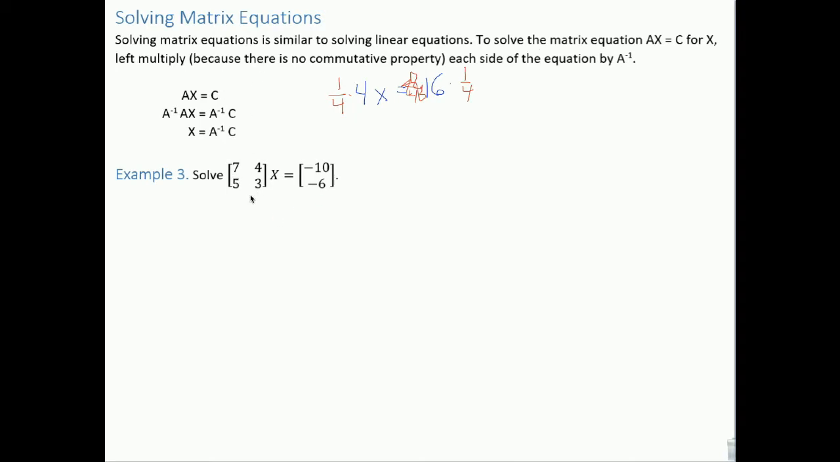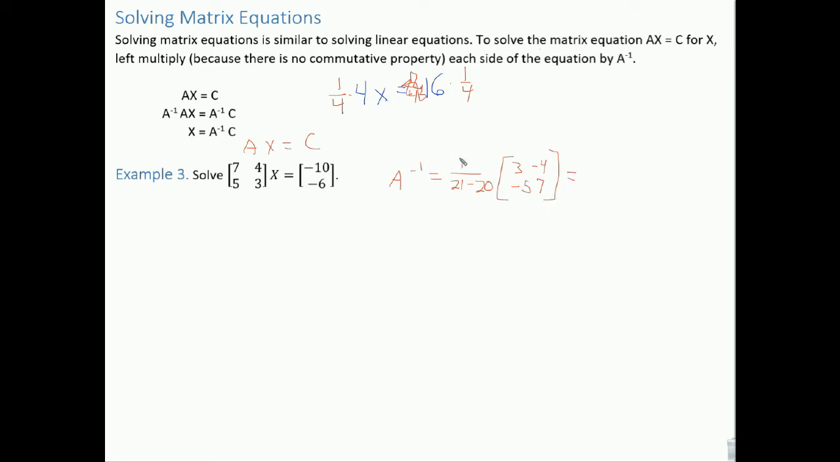So in this example down here, this is kind of our A times X is equal to C. So all we need to do is find the inverse of A and multiply it by C. So over here we'll find the inverse of A. Remember from a couple minutes ago, the inverse of A is 1 over the determinant of A. So that's 7 times 3, which is 21, minus 4 times 5, which is 20. And then we're going to multiply it by the matrix where we switch 7 and 3. So 3 will go here, and 7 will go here. And then we make 4 and 5 negative. So negative 4 and negative 5.